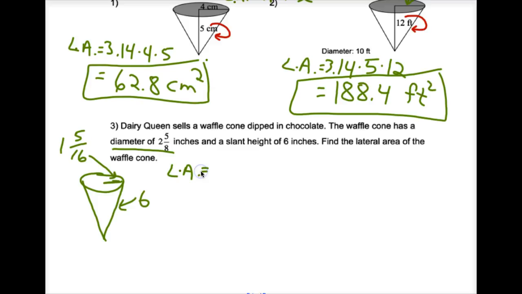So the lateral area equals 3.14 times 1 5/16 times 6. And everybody practice typing that in. Wait, how did you get 1 and 5/16? Oh, they divided the 2 5/8 by 2. What kind of calculator do you have? You've got to know where your fraction button is.